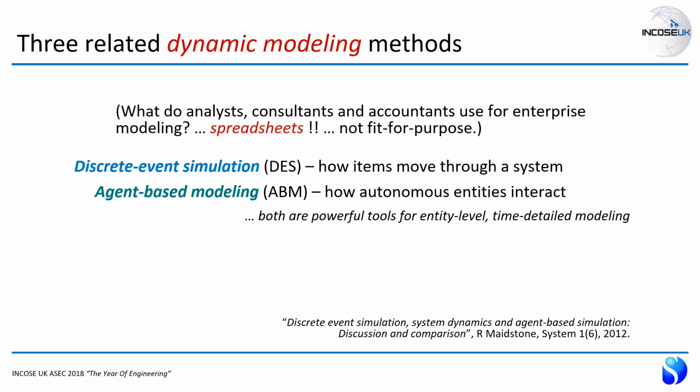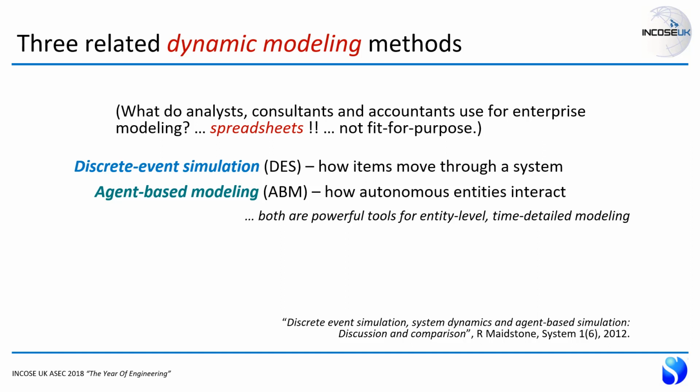Then there's agent-based modelling, which adds to discrete event modelling by putting intelligence into the entities. So the entities have behaviour, they do things of their own volition. They don't just sit there and get pushed around through a supply chain, for example. And they are both very powerful tools for entity-level time detail modelling.